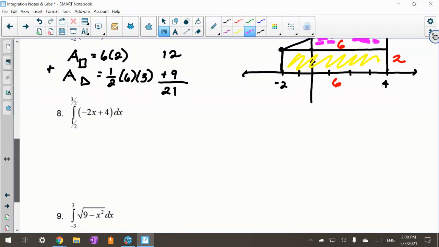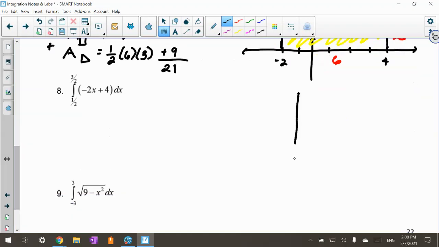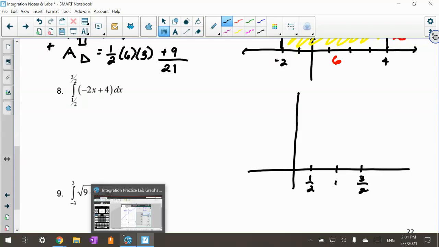All right, so let's look at number 8. So number 8, let me set up my nice little table here. And then what I'm going to do is they want us to go from 1/2, so here's 1/2, so here's 1 all the way up to 3/2. So that's 1.5. And it's negative 2x plus 4. So I know this crosses at 4 at 0, so it's not that far. So let's look at what the graph looks like.